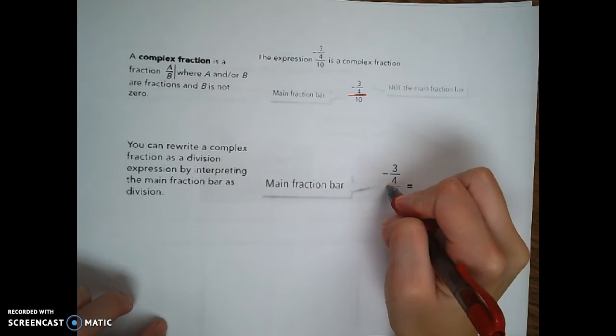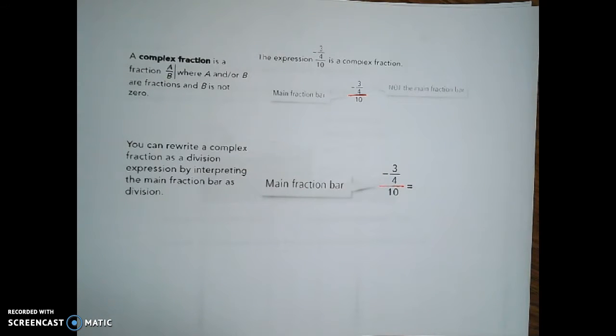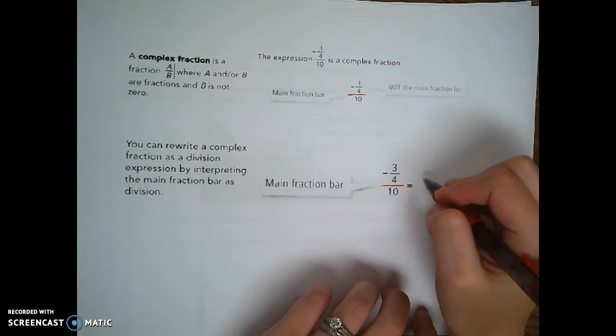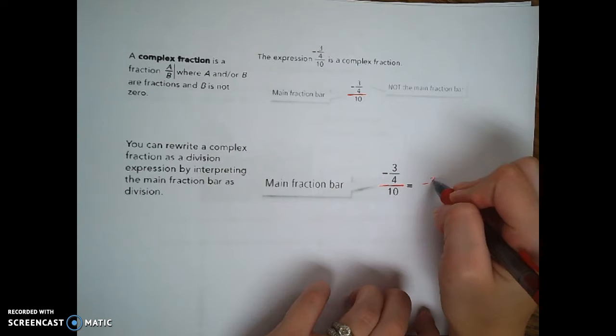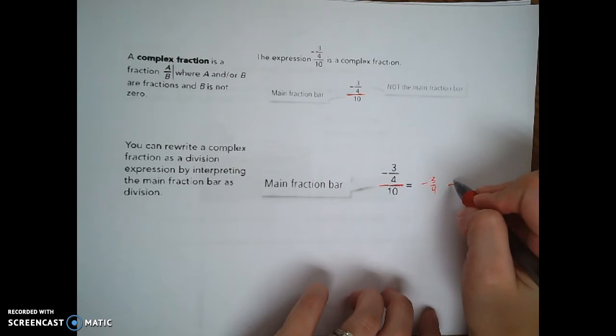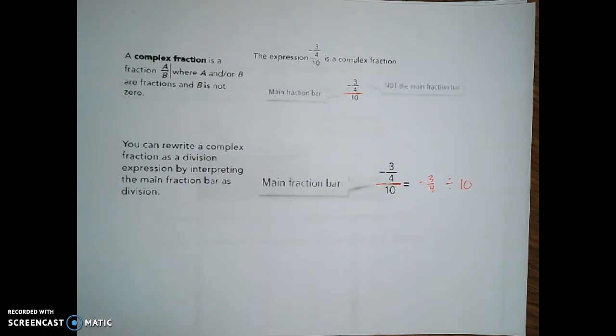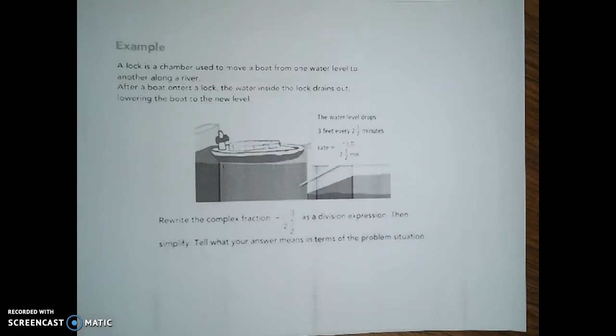Now, what's really nice about these is they look super complicated, and we saw these with unit rates. They look complicated, but really you can just rewrite them as a division problem. So like this one you could rewrite as -3/4, just the top number, and then this is the difference, so that means just divided by the bottom number, or divided by 10. So that complex fraction that we're looking at and that division problem are the same thing. So we're going to look at some problems that have to do with complex fractions.